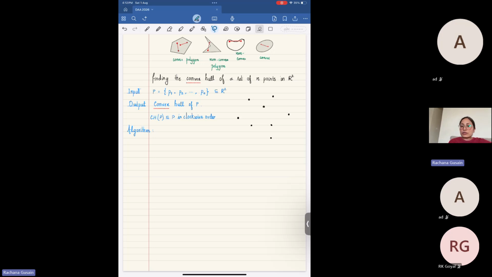Is the problem definition clear? The convex hull of a set of points?